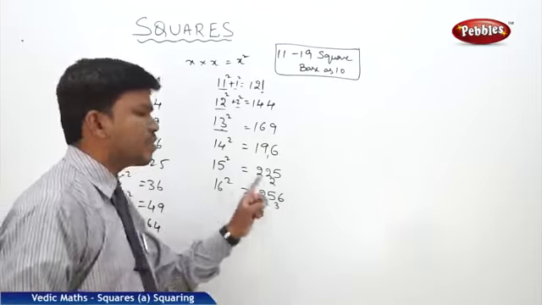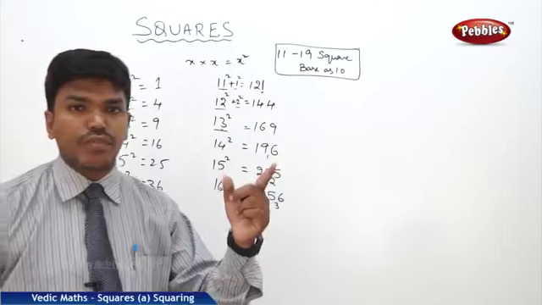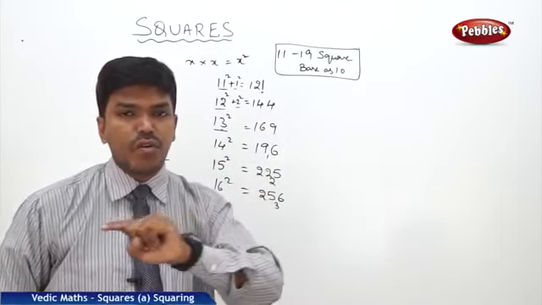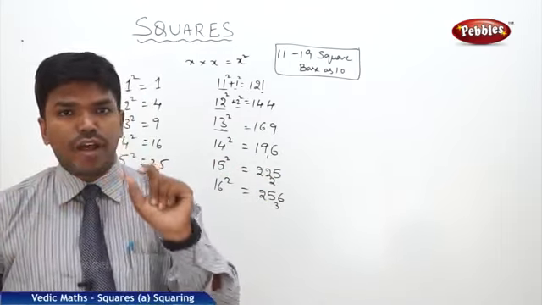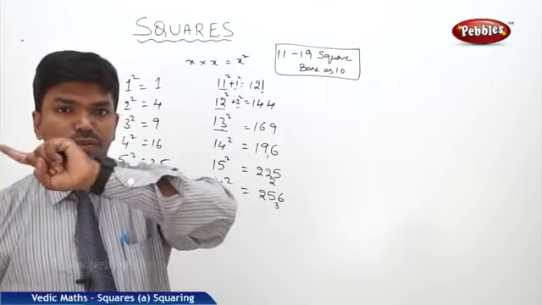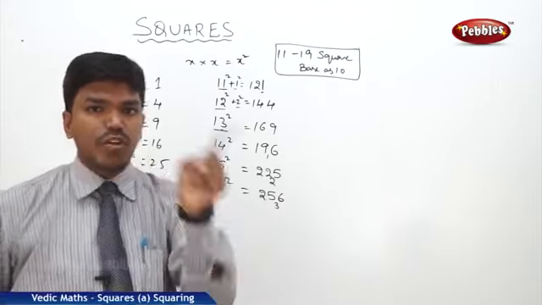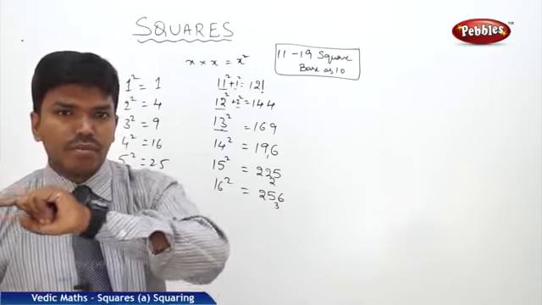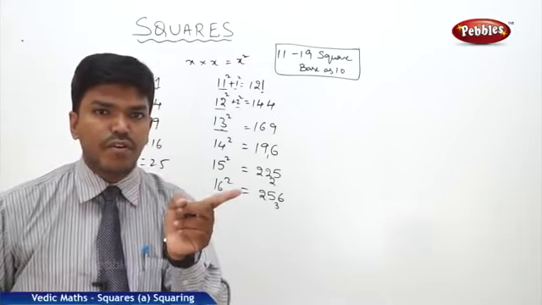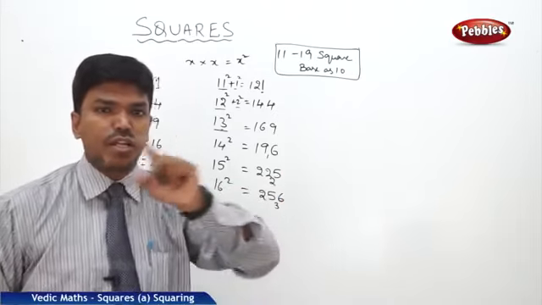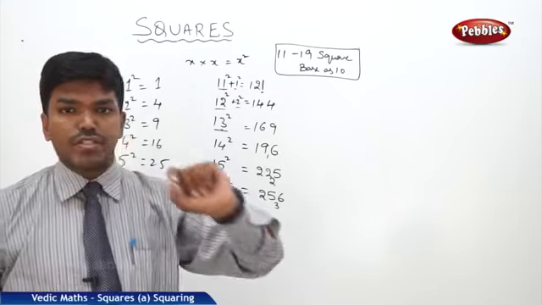Similarly here also 15 square. First 5 square 25. Drop 5, carry 2. Now what is the excess number when you compare with 10? 5. So 15 is the main number. Add the main number with the excess number. 15 plus 5, 20. Plus 2, 22. Similarly 14. 4 square 16.